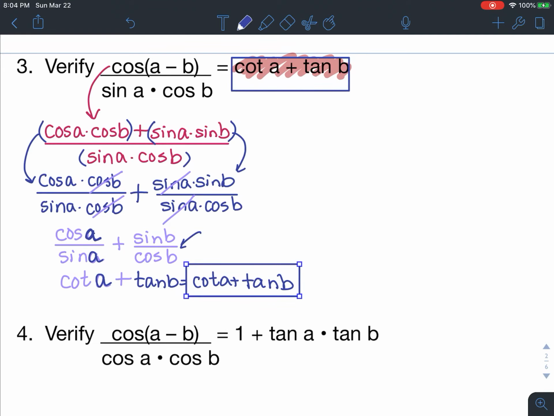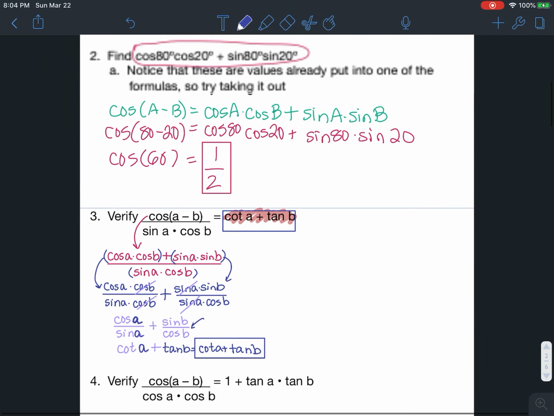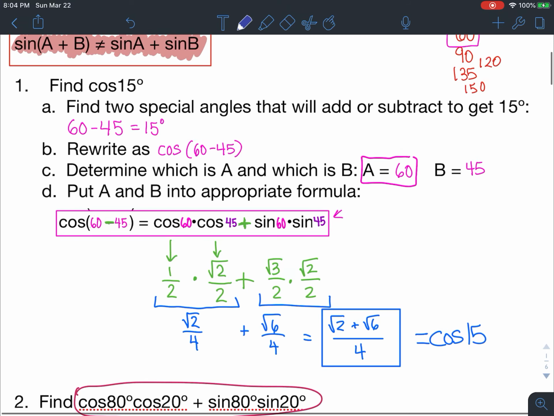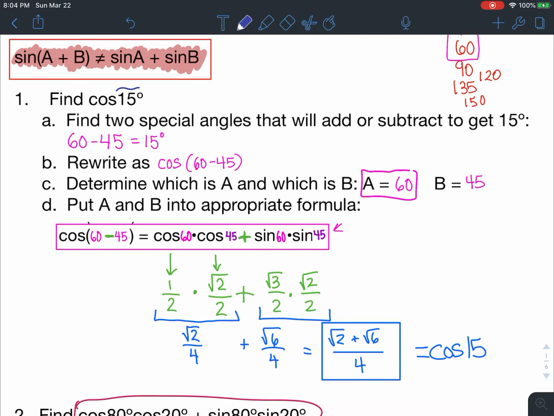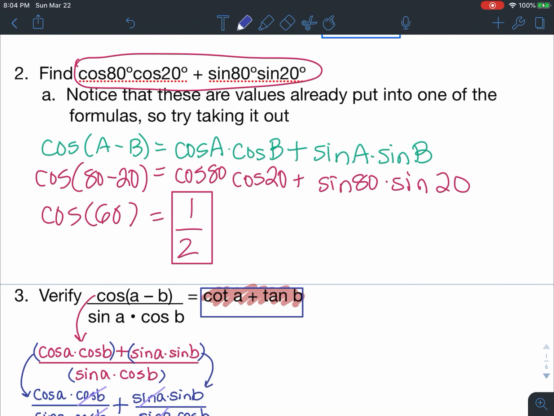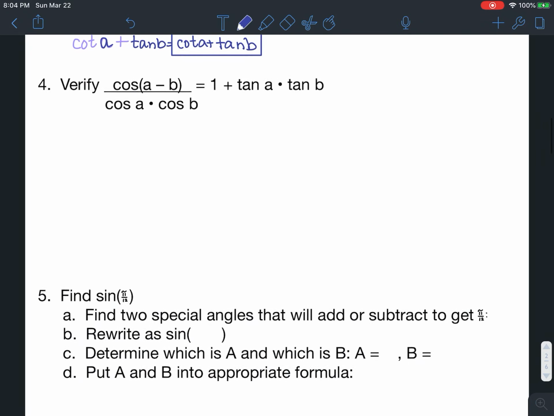They match. So we use the formula in three different ways now. We use the formula to find the cosine of an angle that we previously did not know the cosine of. We use the formula in reverse. And then we use this formula to verify an identity.